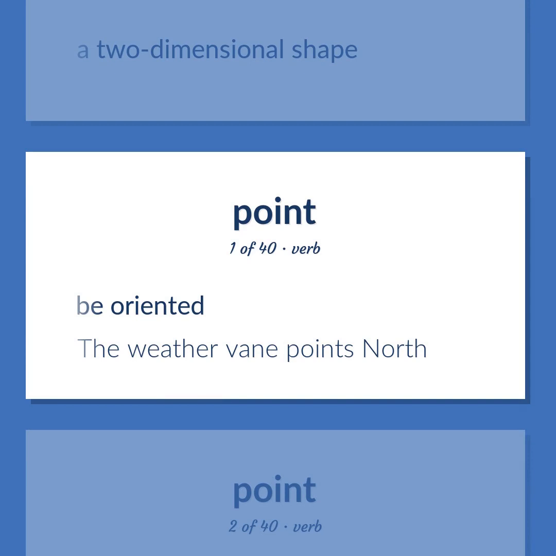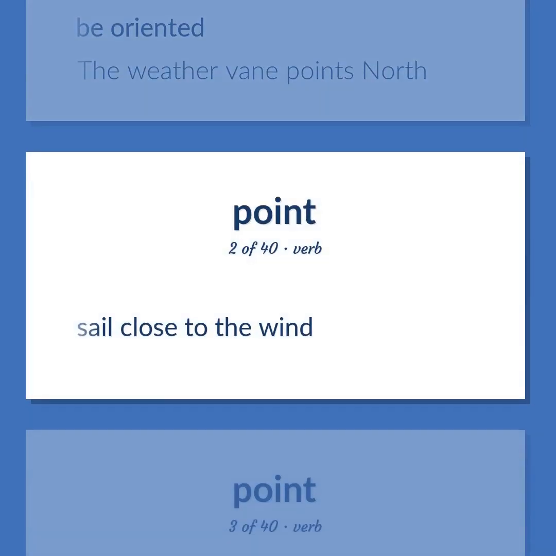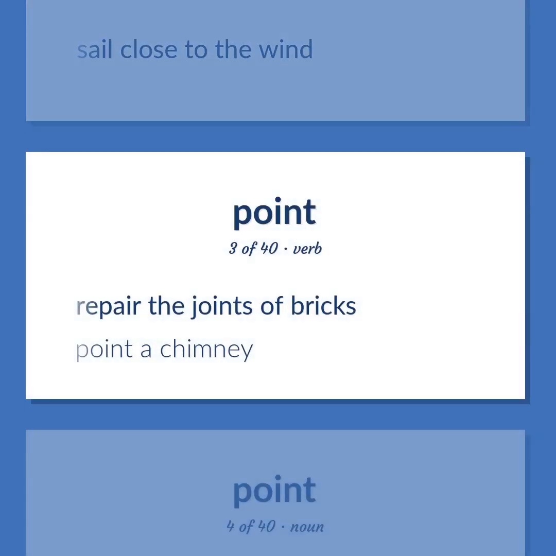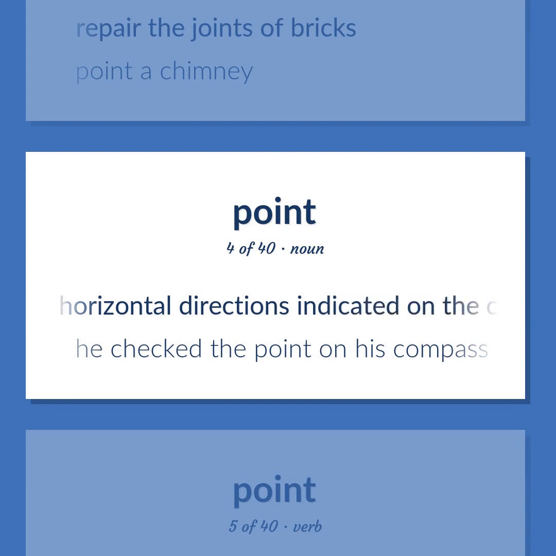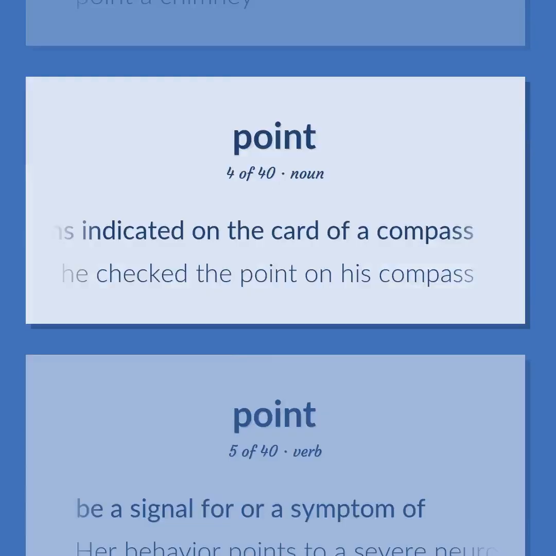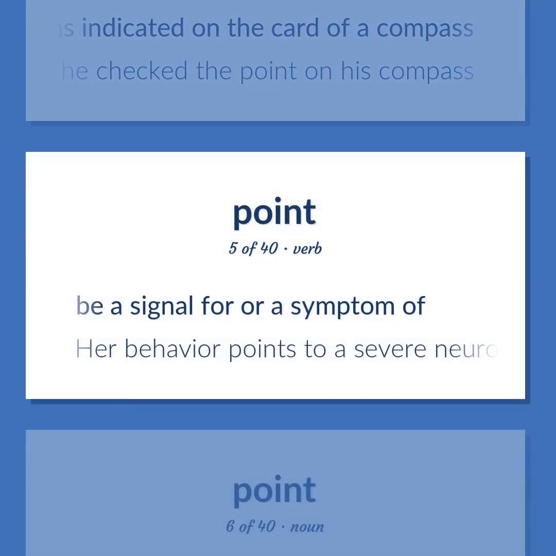Be oriented. The weather vane points north. Sail close to the wind. Repair the joints of bricks. Point a chimney. Any of 32 horizontal directions indicated on the card of a compass. He checked the point on his compass. Be a signal for or a symptom of. Her behavior points to a severe neurosis.